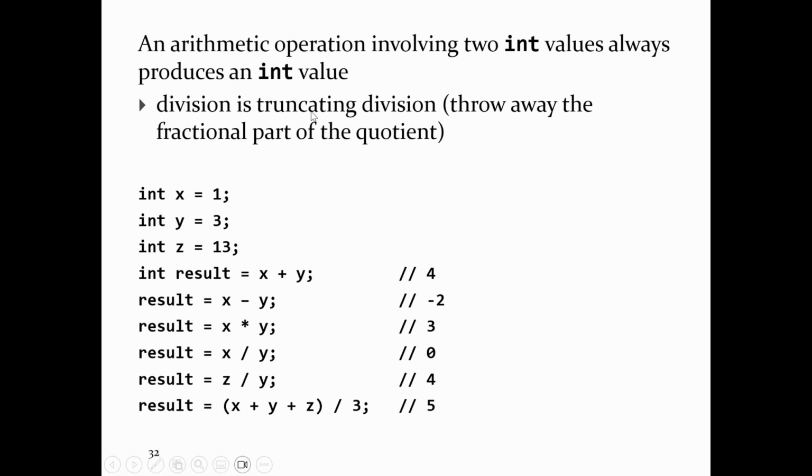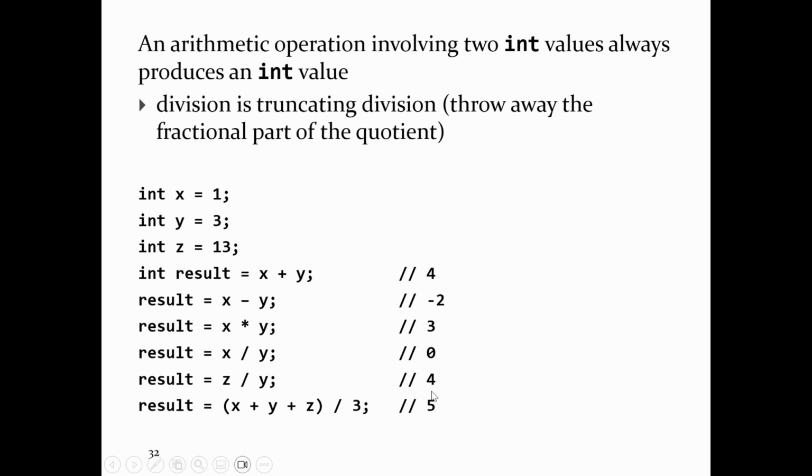In Java, division is what's called truncating division. You compute the quotient, and then you throw away everything after the decimal point. So do the division, toss away everything after the decimal. Here we have 1, 3, and 13. If I add 1 and 3, obviously the answer is 4. If I subtract 1 and 3, I get minus 2. If I divide x by y, 1 divided by 3 is 0.33333, so you throw away the 0.33333 and you get 0. If I do z divided by y, that's 13 divided by 3, so that's 4 and a bit. Throw away the and a bit and you get 4.